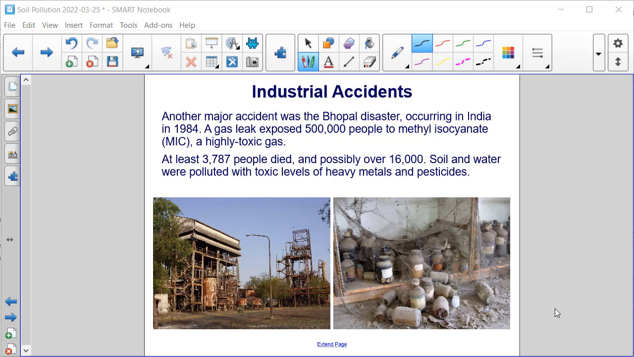Another major accident was the Bhopal disaster, occurring in India in 1984. A gas leak exposed 500,000 people to methyl isocyanate, MIC, a highly toxic gas. At least 3,787 people died, and possibly over 16,000. Soil and water were polluted with toxic levels of heavy metals and pesticides.